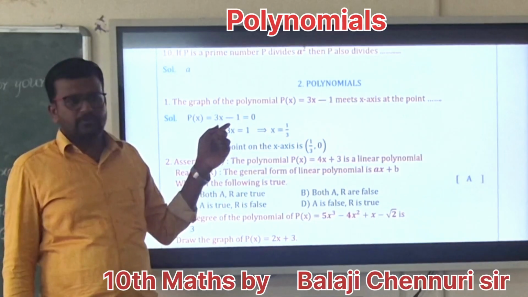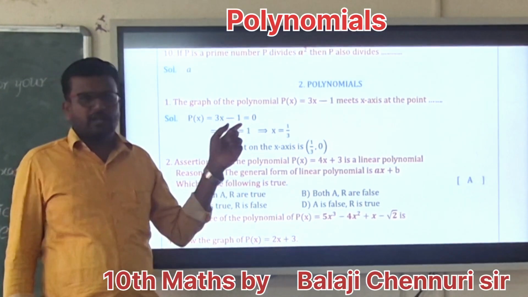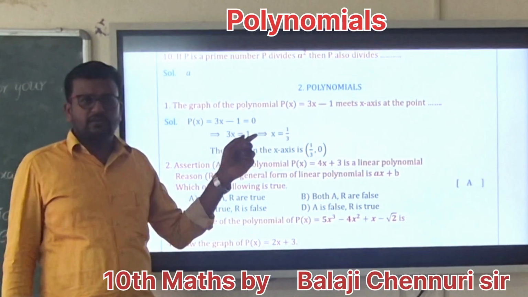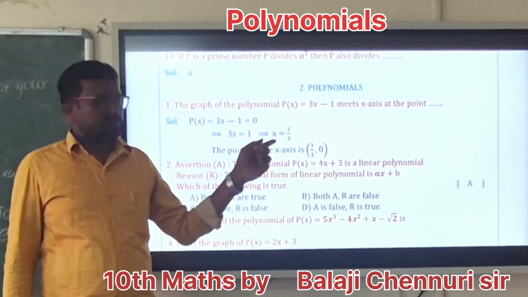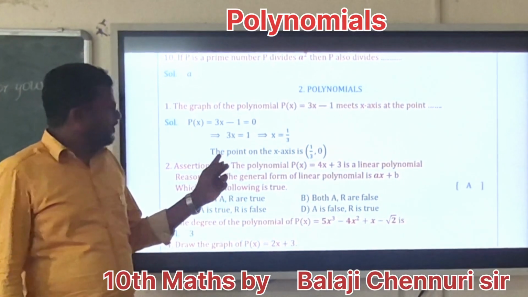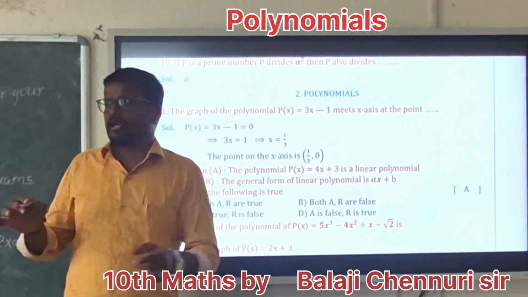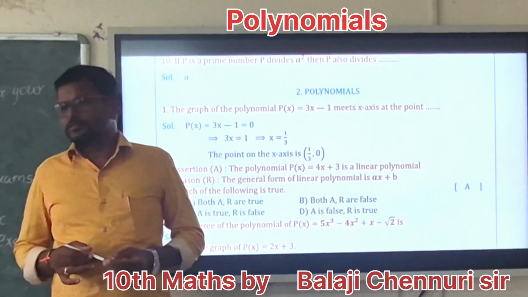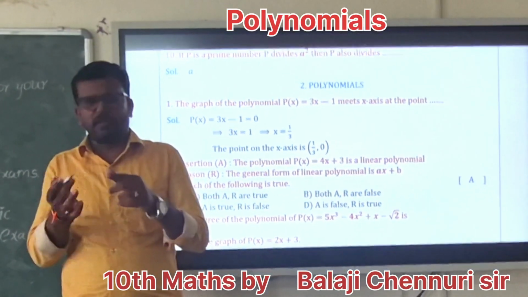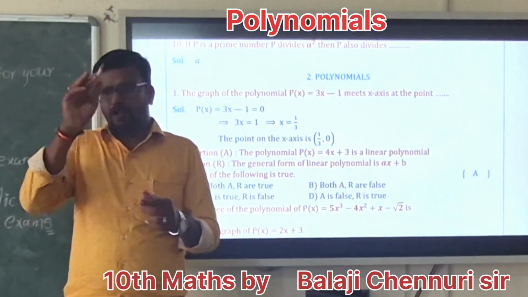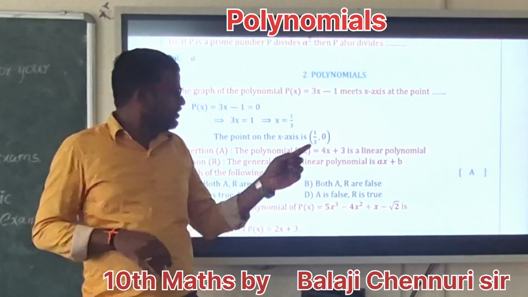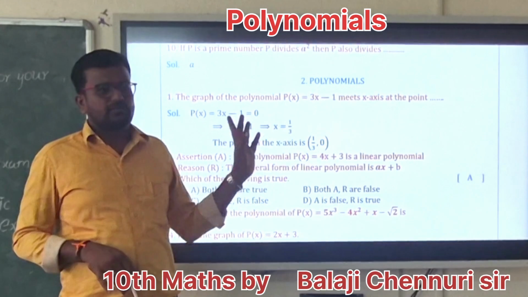Then we transpose it to the right side. Then what do you get? 3x is equal to 1. Then x is equal to 1 by 3. Then what is the point on the x-axis? At the x-axis, what is the value of y? 0. At the y-axis, what is the value of x? 0. Therefore, the point is (1/3, 0).